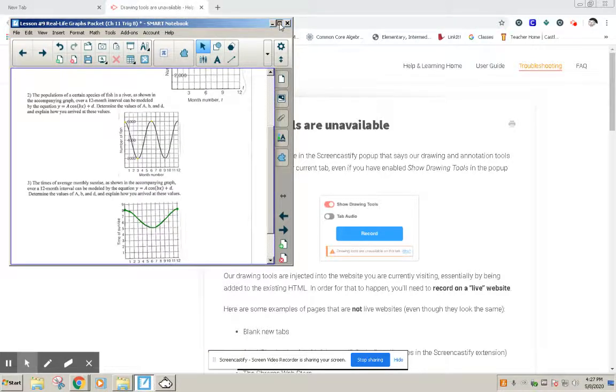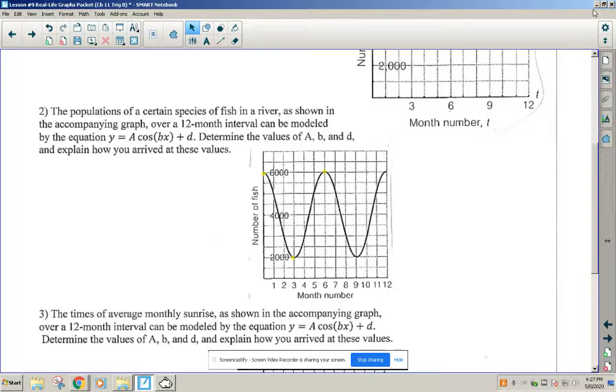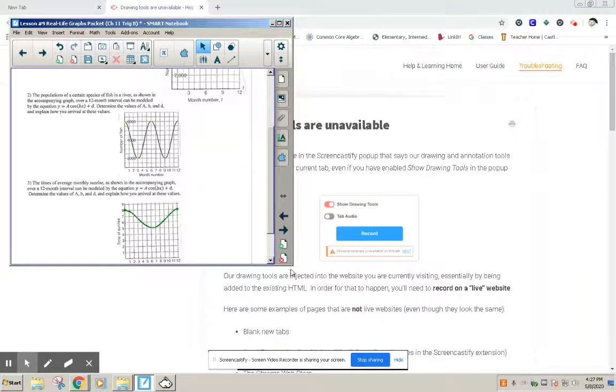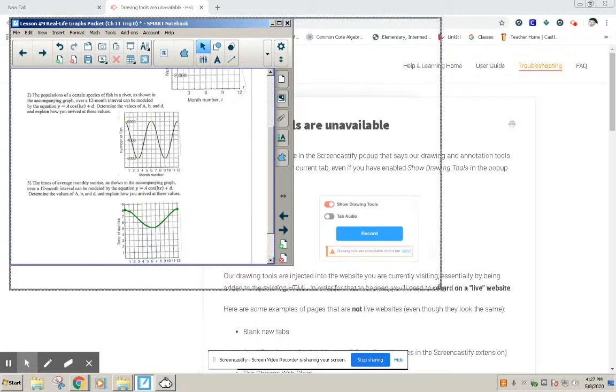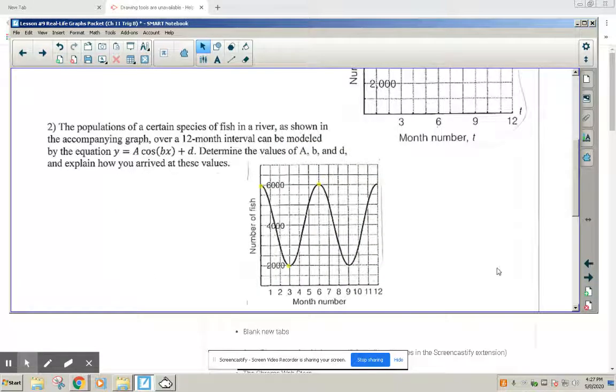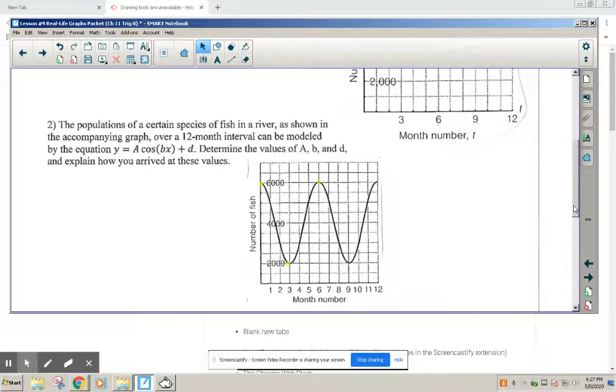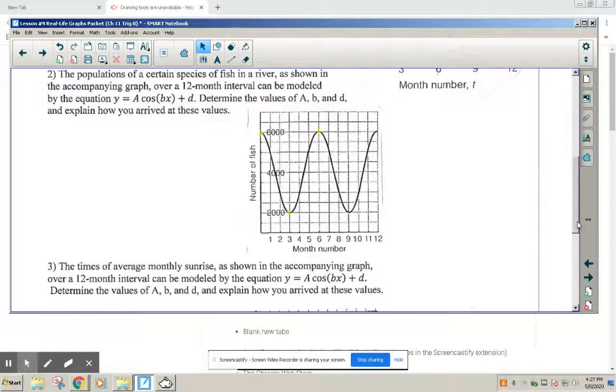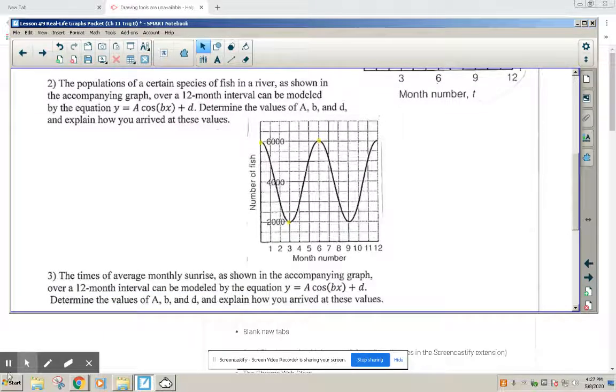Hello. Today we're going to be working on the review sheet for... not the review sheet, I'm sorry. Today we're going to be working on the second day of real life trig graphs. Now, I'm going to work on the even ones and I'm going to ask you to do the odd ones without me. So here we have our first problem.